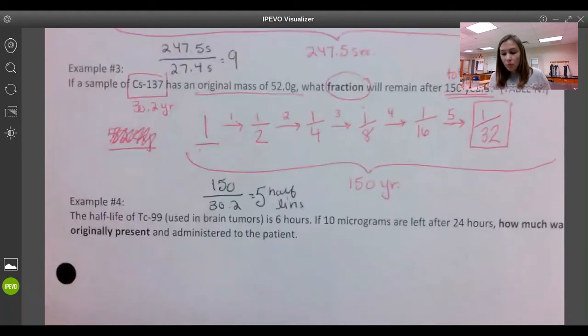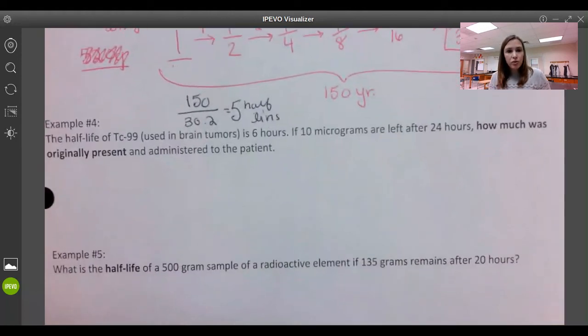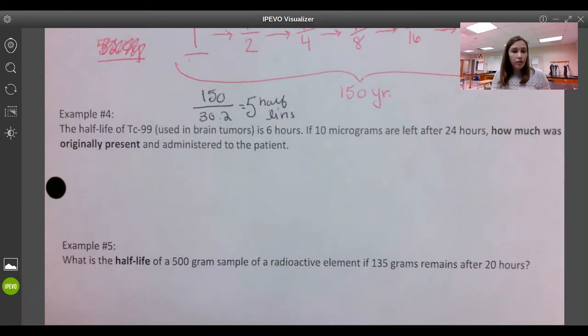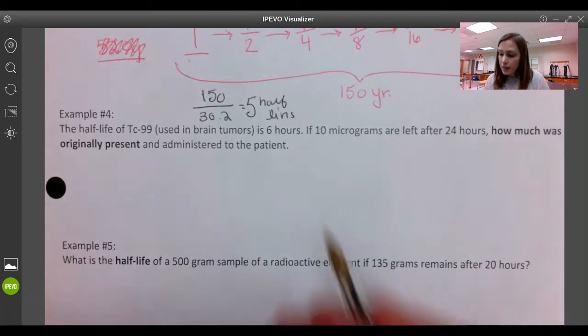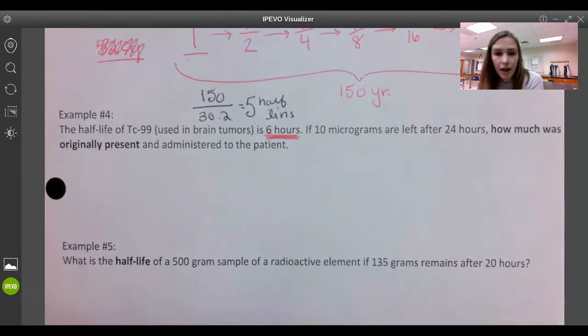All right, we have 2 more examples just to show you the other types of questions you could see. So in example number 4, we have the half-life of technetium-99 is 6 hours. So they're giving us the half-life time.